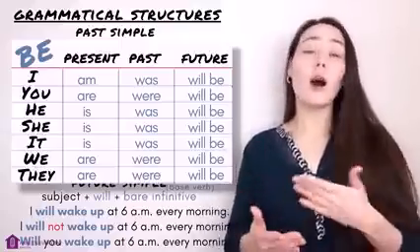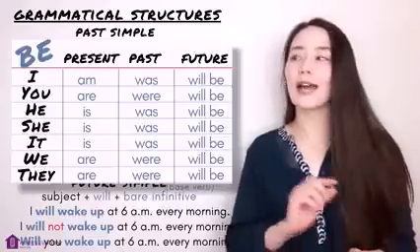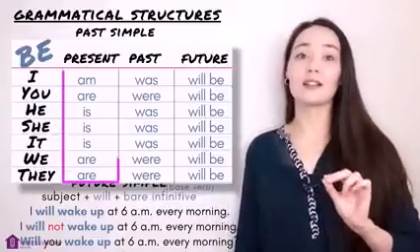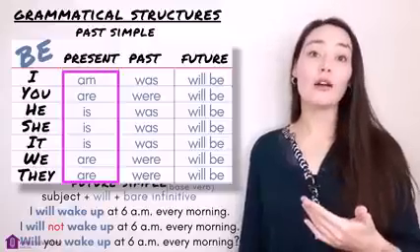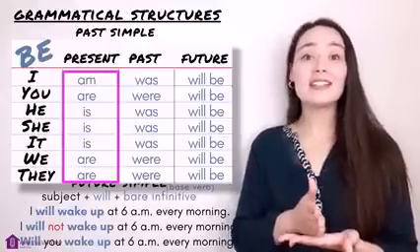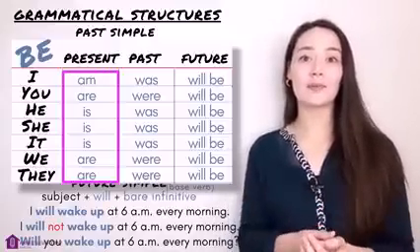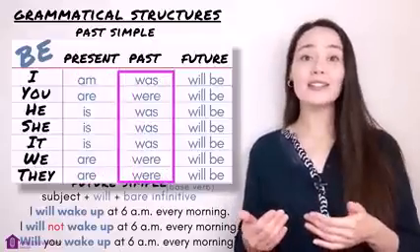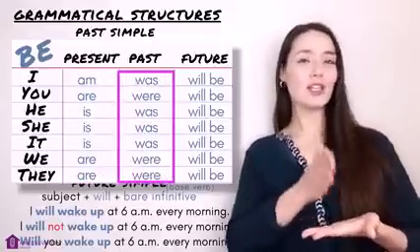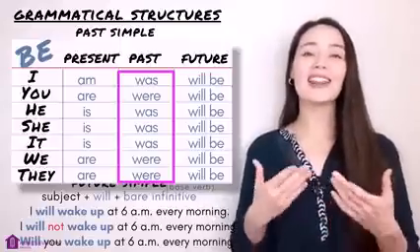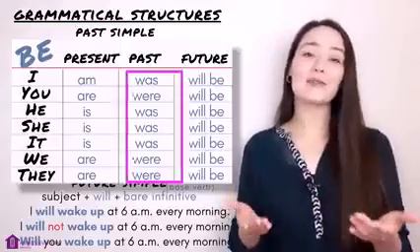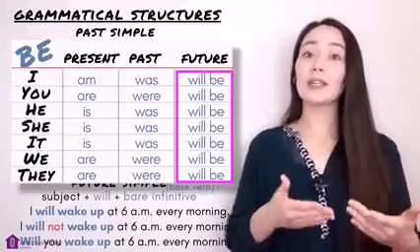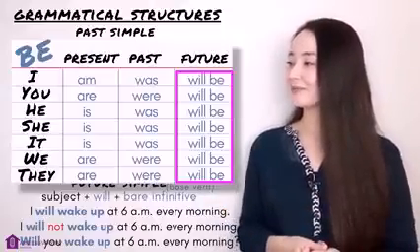Be is the most common verb in English, so let's take a look at a mini reminder. Be in the present: I am, you are, he, she, it is, we are, they are. Be in the past: I was, you were, he, she, it was, we were, they were. And in the future, it's the same. I will be, you will be, etc.